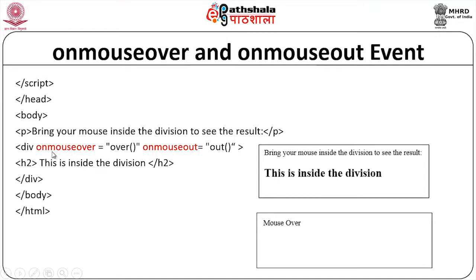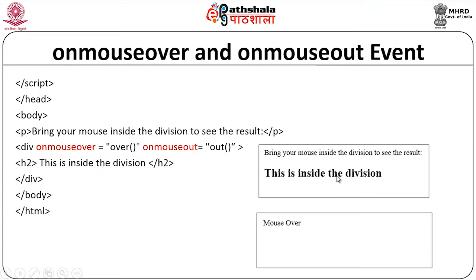So, the event name is given as on mouse over, and the handler is over. When you move your mouse over that div, because the div is the element on which you want to perform this event. This text is within this div block. H2 is the element or text that is within this div block. So, when you move your mouse over, this is inside the division, it calls the function over and it displays the string mouse over.